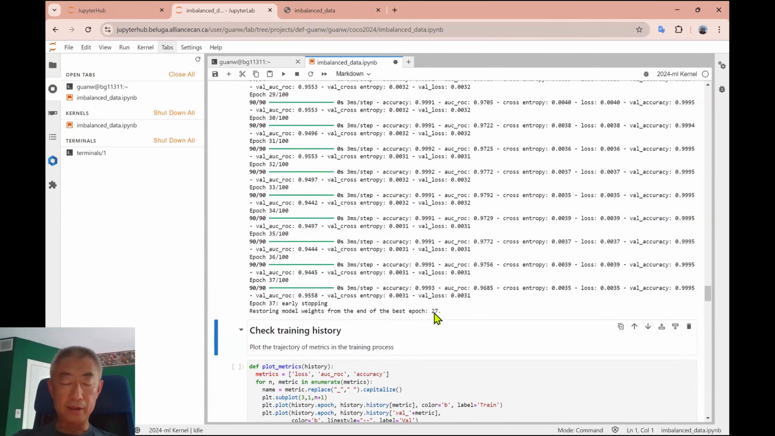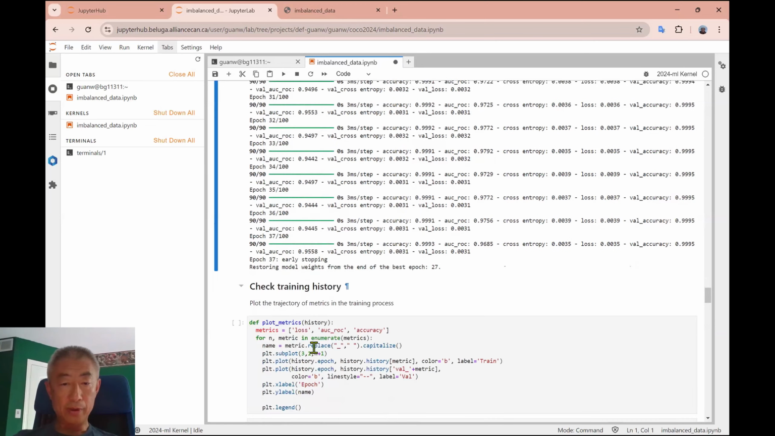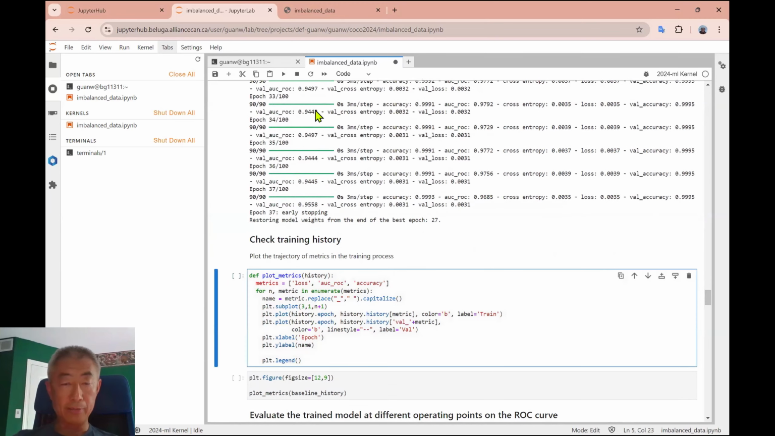So it stopped at 37 epochs, but it found the best one is 27. If we check this value, 27 is this one, and we got 0.96 as the best one. Yeah, that's what we have. So that's the best one we got, and we're gonna plot the history.